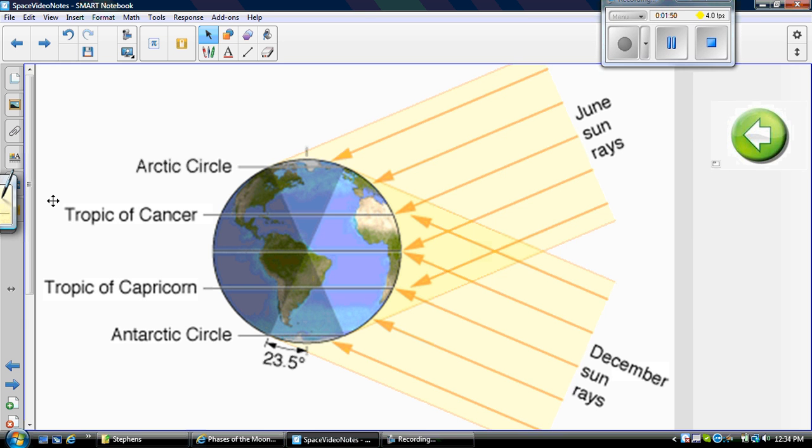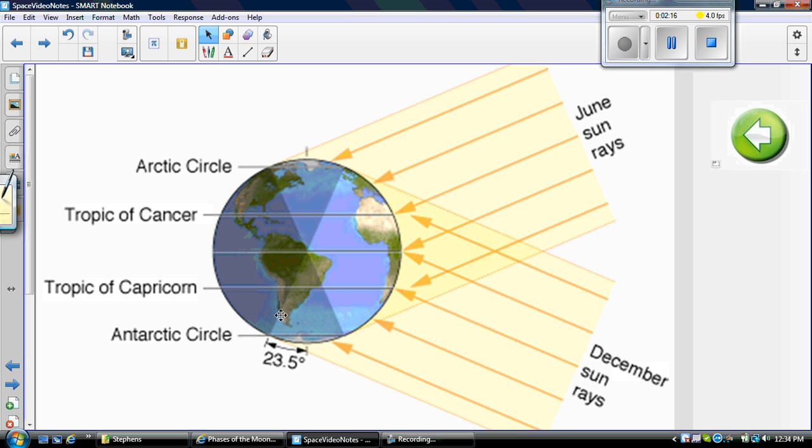So let's take a look at this. Okay, so in June, we are tilted toward the Sun, so we receive more direct rays in the northern hemisphere. In the winter, we are tilted away from the Sun, so we receive less direct sunlight. Most of the sunlight that is received in December goes to the southern hemisphere.